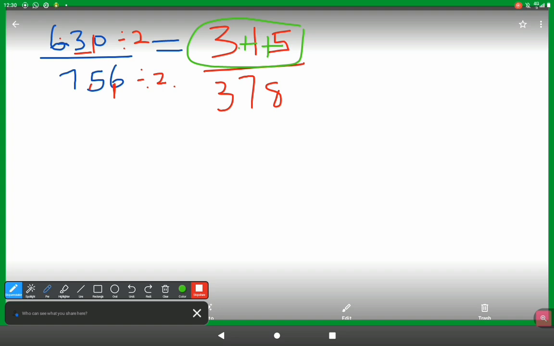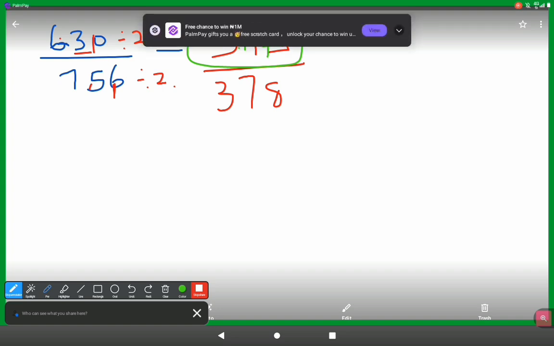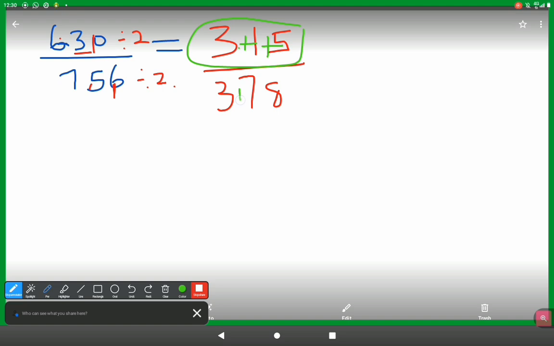Beautiful. Then let's check the denominator. 3 plus 7 is 10. Then 10 plus 8 is 18. So 3 can divide 18 as well. So that shows that both the numerator and the denominator can be divided by 3. Now let's check to see what we're going to get if we divide this by 3 and this by 3. Alright, so now let's start.